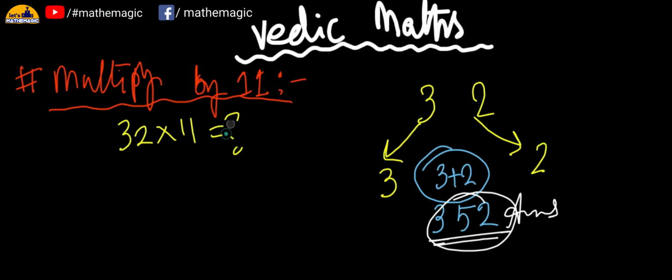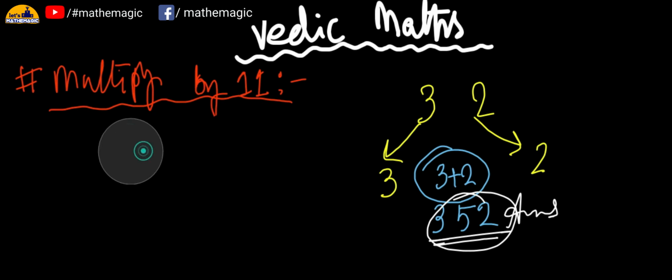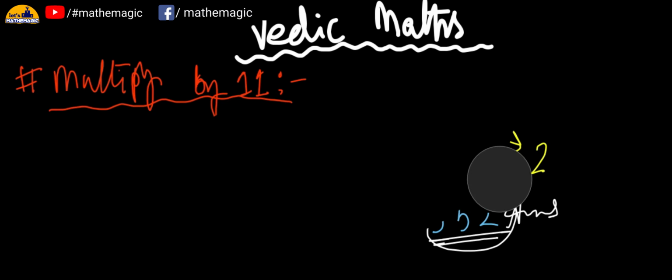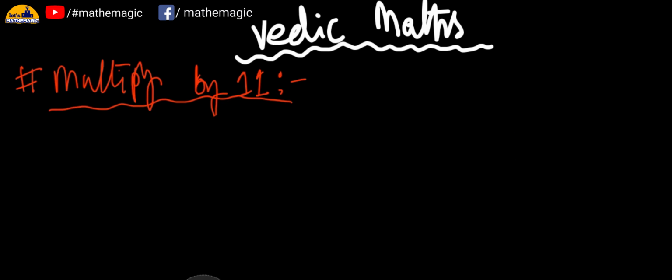Coming to example 2. Okay, I brought the board. Coming to the second example, let us multiply 45 by 11. I am giving it to you guys. 1, 2, 3. Yes, hopefully all of you are done. Yes, all of you are correct. The answer will be 495.